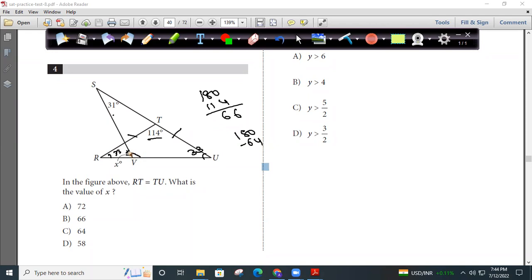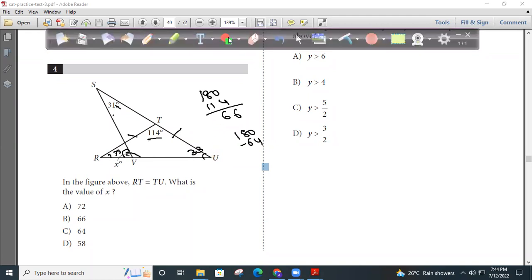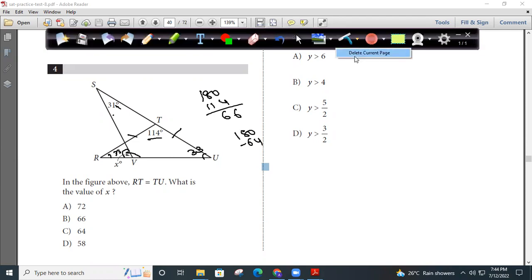No need to do all this, because this is an exterior angle. Exterior angle is equal to the sum of opposite interior angles. So 31 plus 33 is equivalent to 64. So the answer should be C for Chennai. That is what I say. Every point is most important. Exterior angle is equal to the sum of opposite interior angles. The moment you know that, you can solve this question.